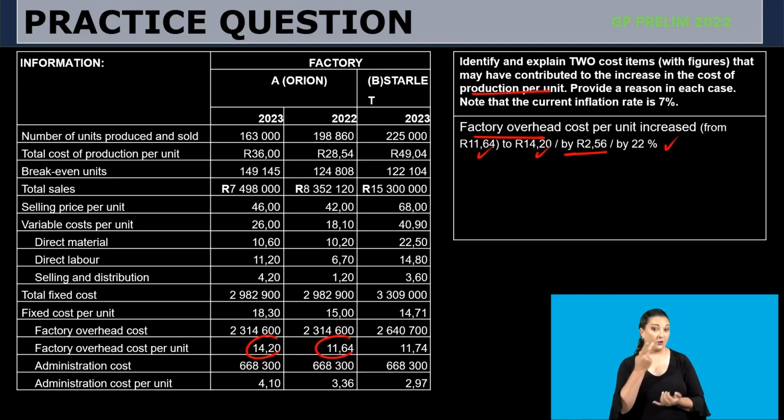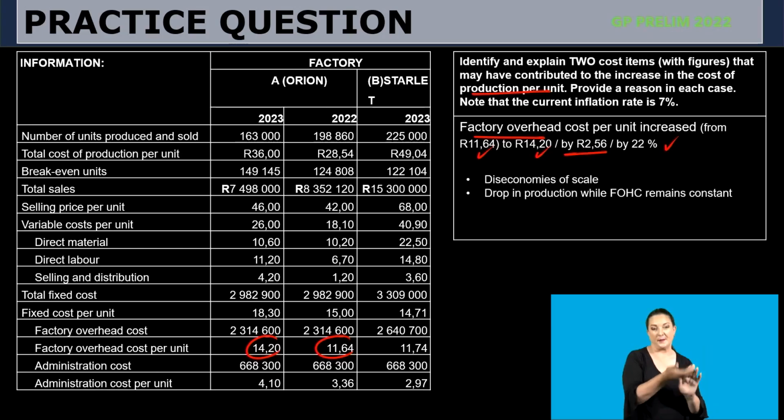We are now going to look at the reasons that would have caused that to happen. Here are the reasons why the factory overhead cost would have increased: diseconomies of scale. And the second one, a drop in production while the factory overhead cost remains constant. That would have been the second reason why our production cost per unit would have increased.